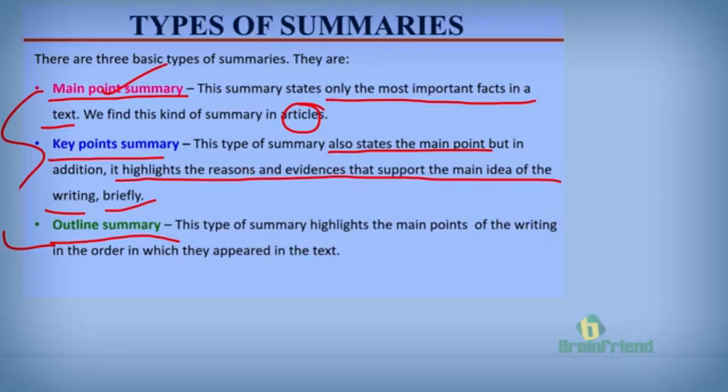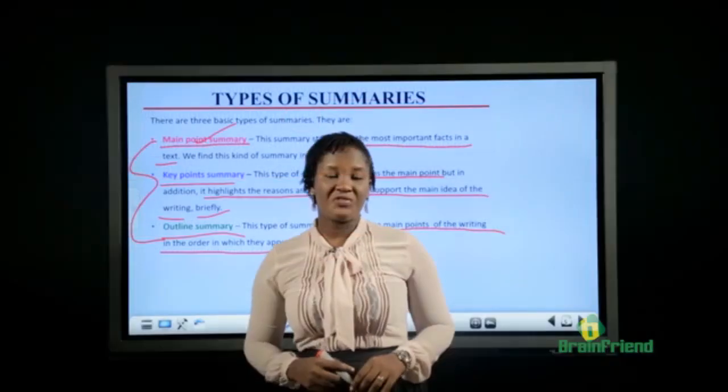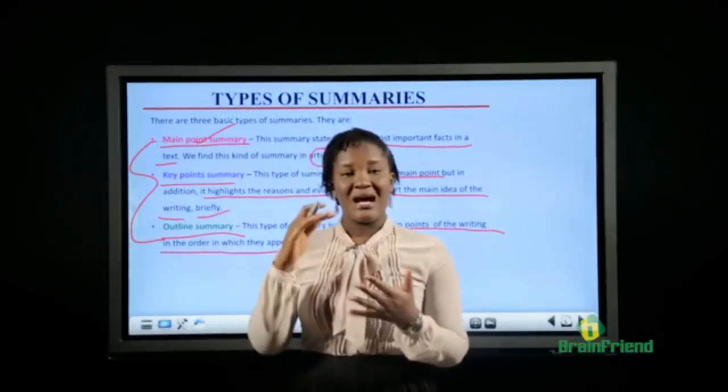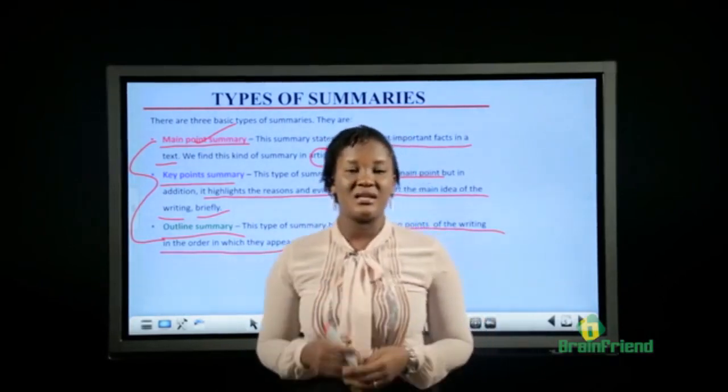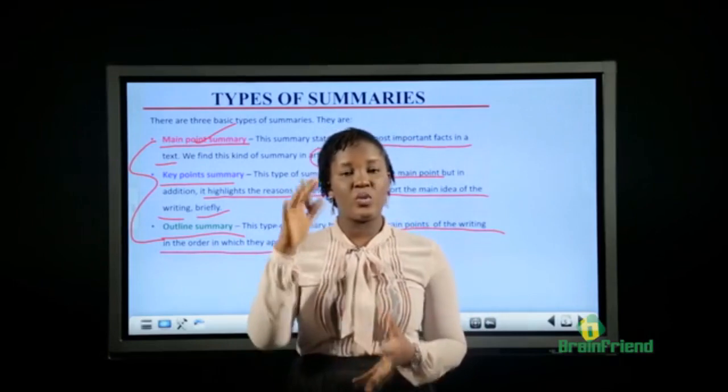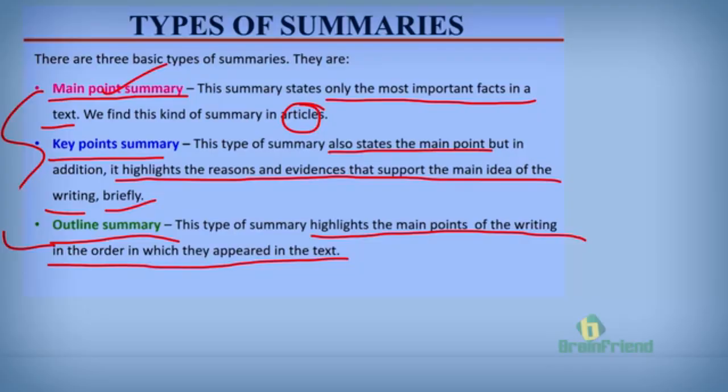Now, the third type of summary is the outline summary. This type of summary highlights the main points of the writing in the order in which they appeared in the text. So we find that the outline summary, as it were, gives a list of main points in a text in the order in which they appear. So these are the three types of summaries we have in writing.